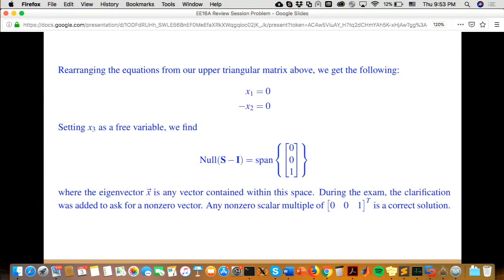If you answered during an exam, we basically clarified that it was going to be a non-zero vector. But if as your answer you put 0, 0, 1 or 0, 0, 2 or basically anything like that, that would be a correct solution, because the span of 0, 0, 1 is pretty much any value alpha along that line. Any questions?